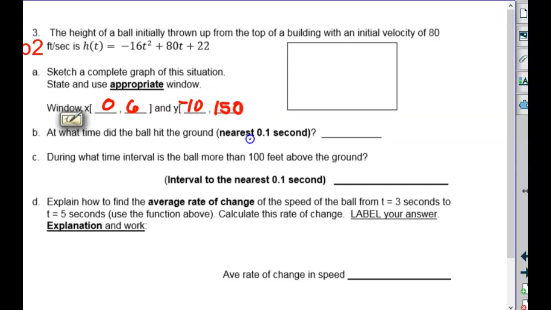Any questions? If you had a little bit bigger, you know, 0 to 200, that's fine, but it shouldn't be 0 to 1,000 so that you can't hardly see it. Okay, what time did the ball hit the ground to the nearest tenth of a second?